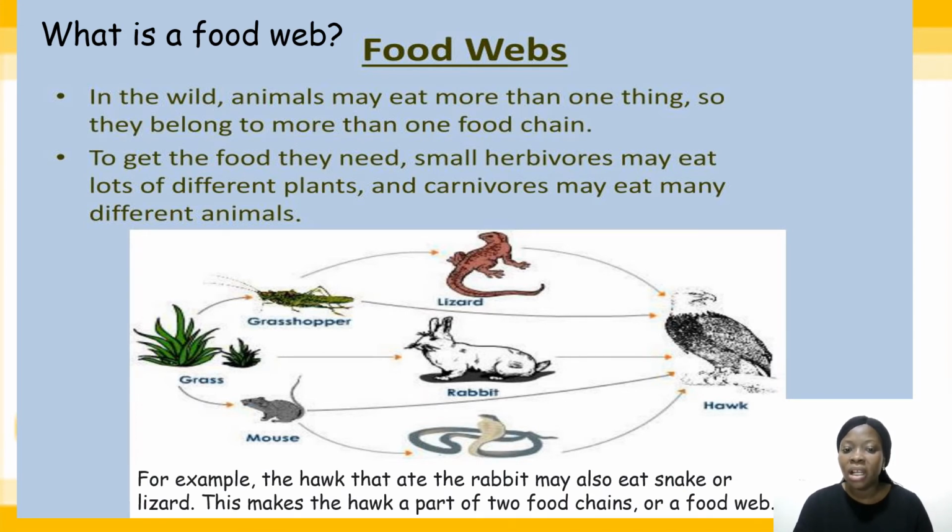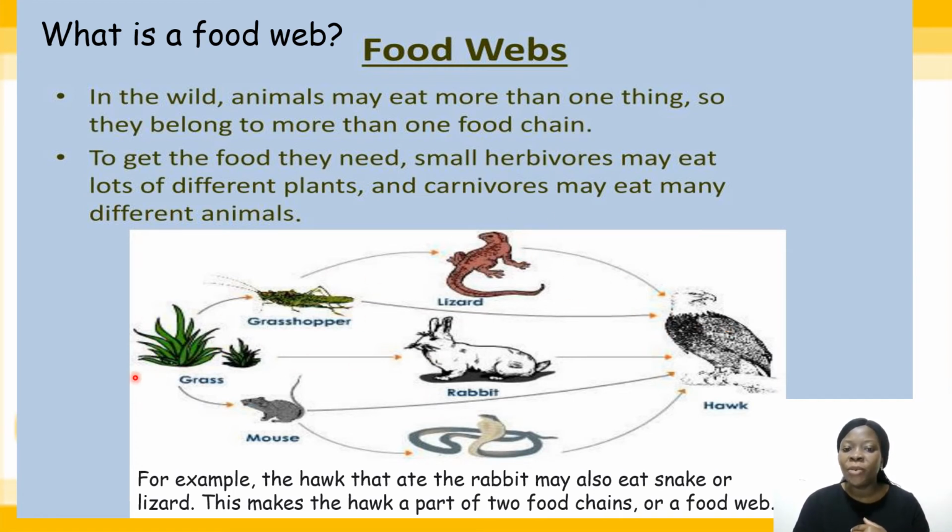For example, the hawk that ate the rabbit may also eat snake or lizard. This makes the hawk a part of two food chains or a food web. So a group of food chains interlocked together makes a food web. So this is an example here. When you look at the progression here, the grass is eaten by the grasshopper, eaten by the lizard, which is eaten by the hawk. This is a linear progression that shows us a food chain.